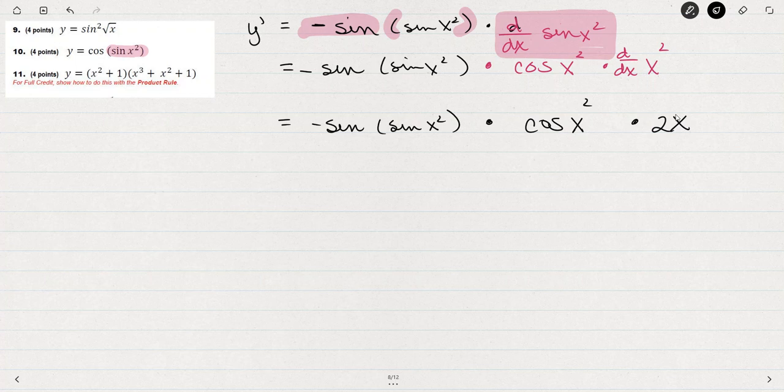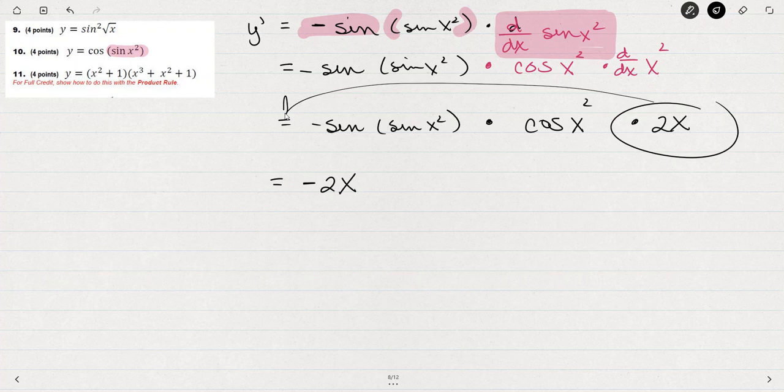Now it'd be a little bit more proper, maybe not entirely, but we usually want to put factors that aren't trig functions in the very front. So we'd have the opposite of 2x times the sine of x squared times cosine of x squared. But that isn't absolutely necessary.